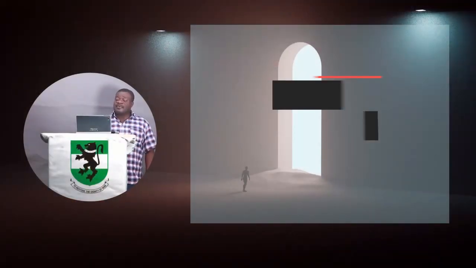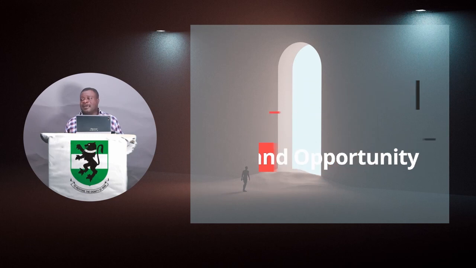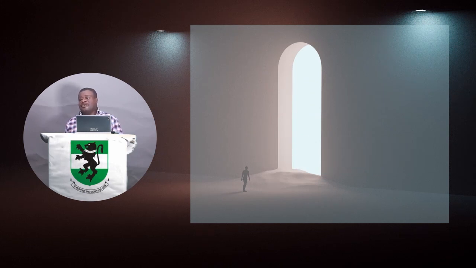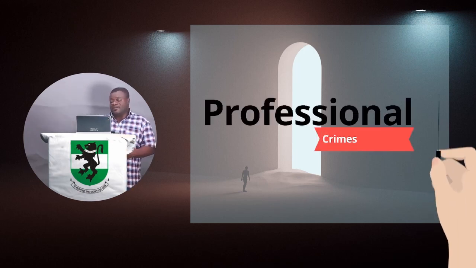The second one is crime of scarcity and opportunity. Scarcity in terms of poverty, deprivation, and want, and opportunity in terms of scenarios or situations which are tempting. A good example of crime of opportunity is pickpocketing, especially when people see opportunities or situations that lure them into it.